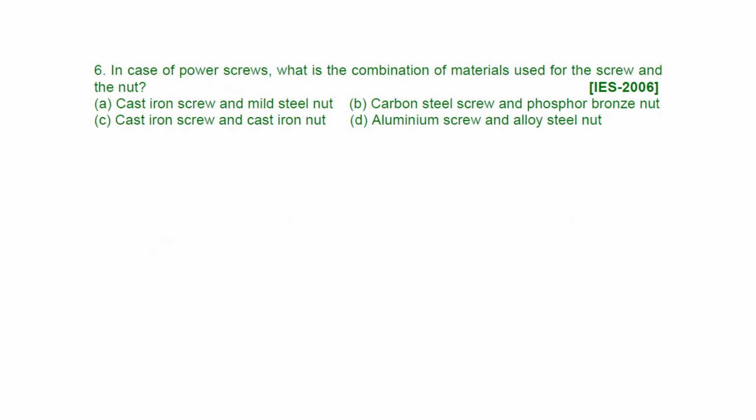Next, in case of a power screw, what is the combination of materials used for the screw and nut? Which material is used for the screw and nut? For a power screw: cast iron screw and mild steel nut, carbon steel screw and phosphor bronze nut, cast iron screw and cast iron nut, aluminium screw and alloy steel nut.